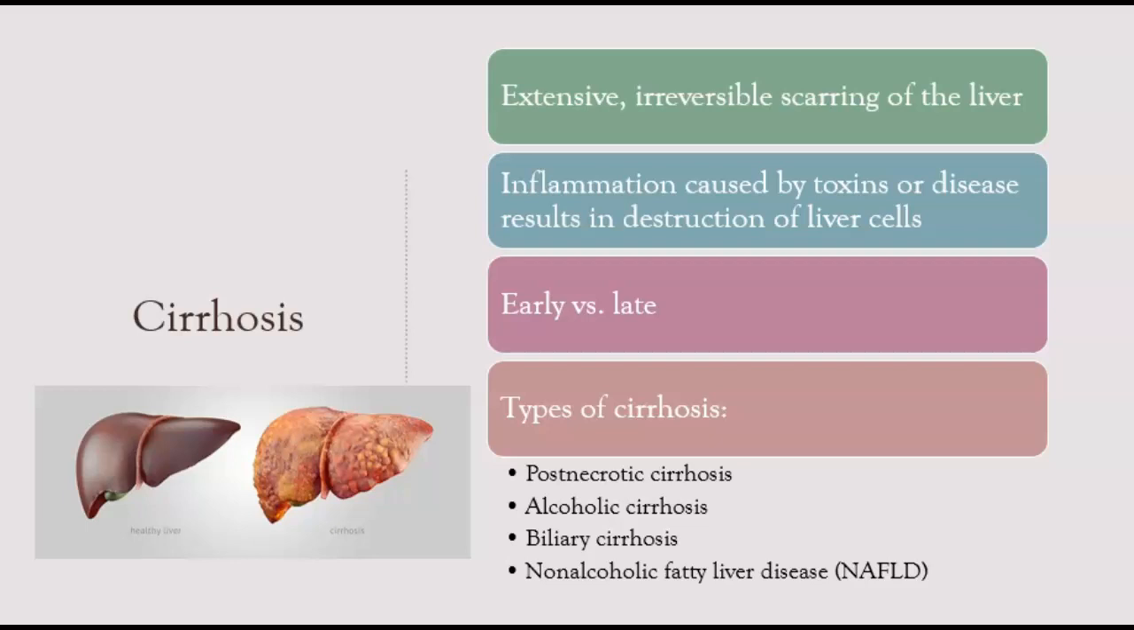Alcoholic cirrhosis is caused by chronic alcoholism, and if alcohol is withheld, fatty infiltration and inflammation is often reversible. There's biliary cirrhosis, which is caused by chronic biliary obstruction or an autoimmune disease. And then there's also non-alcoholic fatty liver disease, which can also lead to cirrhosis.